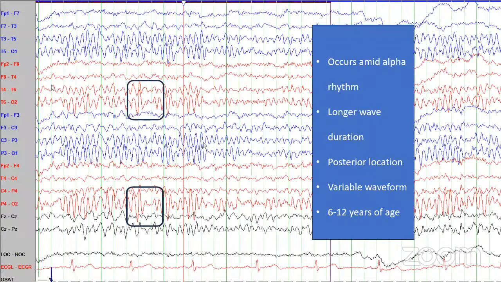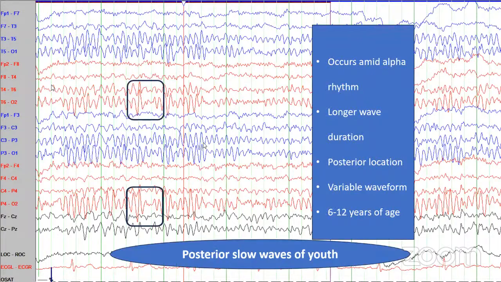So this is actually the posterior slow wave of youth. And the best way to identify it is that it just appears jutting into the normal rhythm of alpha. So there's this alpha going on, and in between suddenly you see a slowing and then there's alpha going on again. So this is what the posterior slow wave of youth is, and this is actually a benign transient.